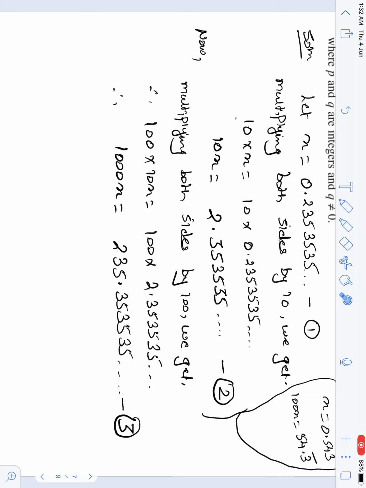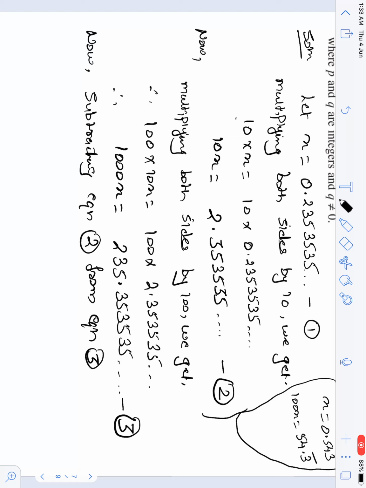Now as I told you, we don't require equation number 1. Now we are using only equation number 2 and equation number 3, our regular step. This time we have to subtract equation number 2 from equation number 3. So subtracting equation 2 from equation 3 we get, okay, so now what do we get?